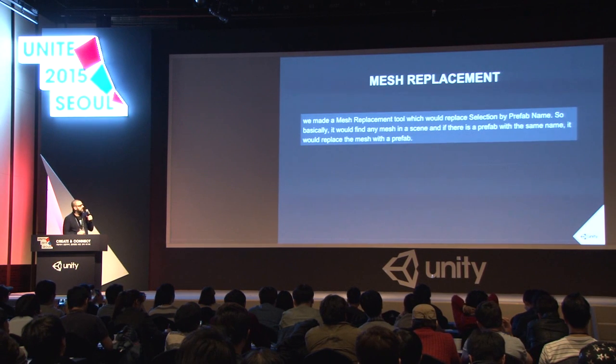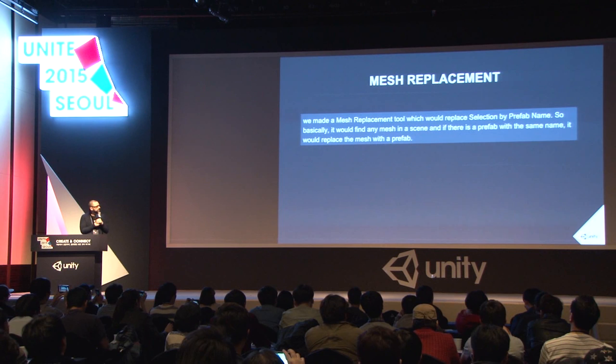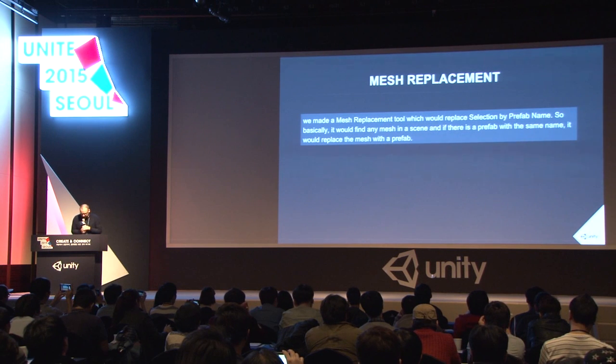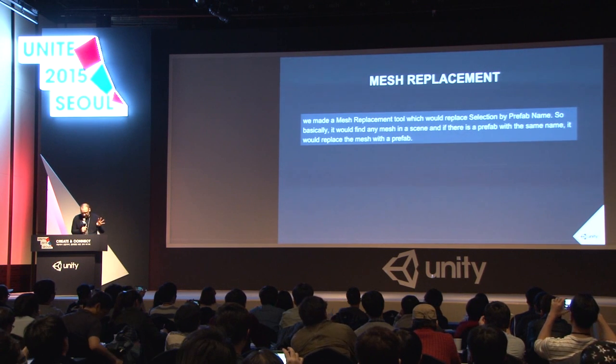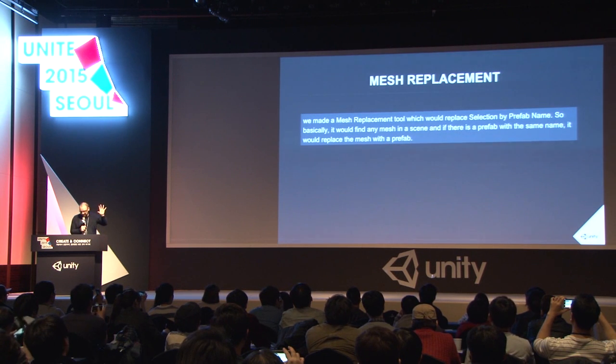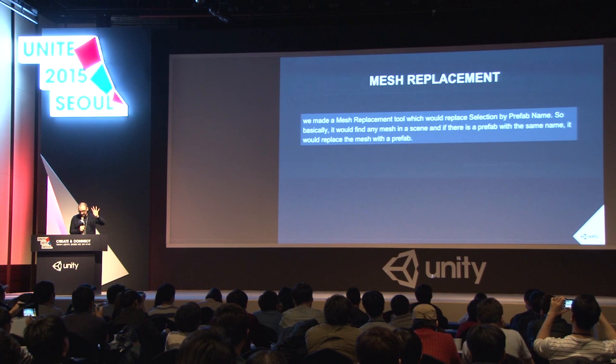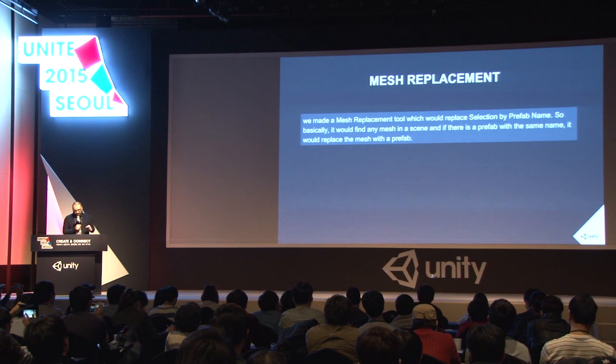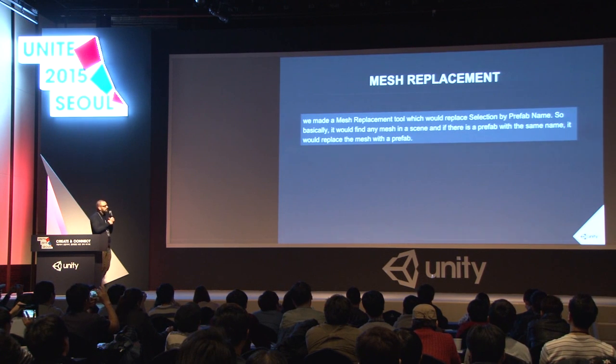And then finally we have this mesh replacement. And what this would do is replace selection by prefab name. So basically, it would find any mesh in the scene, and if there was a prefab with the same name, it would replace the mesh with a prefab.